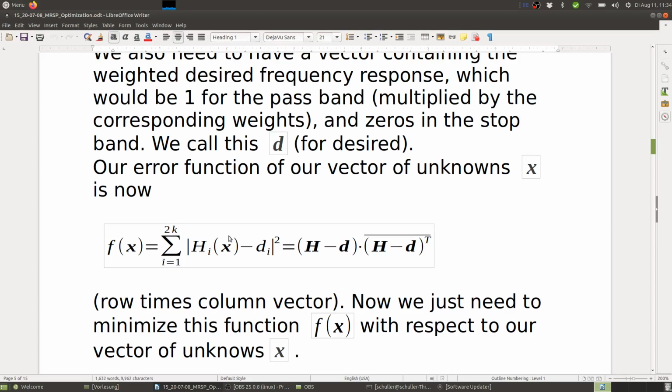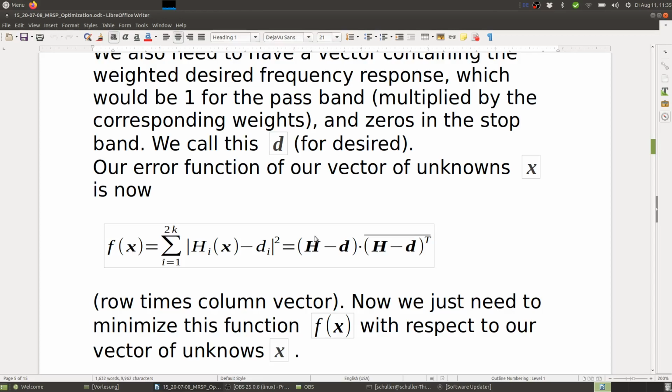So here we have our obtained frequency response given our unknowns in x, and here the sum goes over the frequency domain sampling points. So here we take the difference between the obtained frequency response and the desired frequency response, d_i, at each frequency sampling point i. And we can also write this in vector notation.